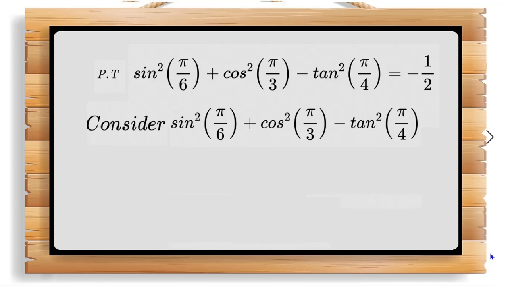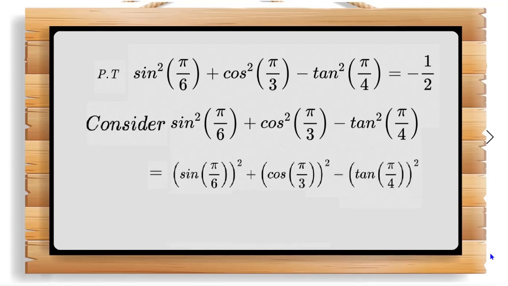Now the sin square pi by 6 can be written like this here. That's equal to sin pi by 6 whole square. Similarly, cos square pi by 3 can be written as cos pi by 3 whole square, and tan square pi by 4 can be written as tan pi by 4 whole square. And these are standard angles. Pi by 6, pi by 3 and pi by 4 are standard angles, and you know the values of these.